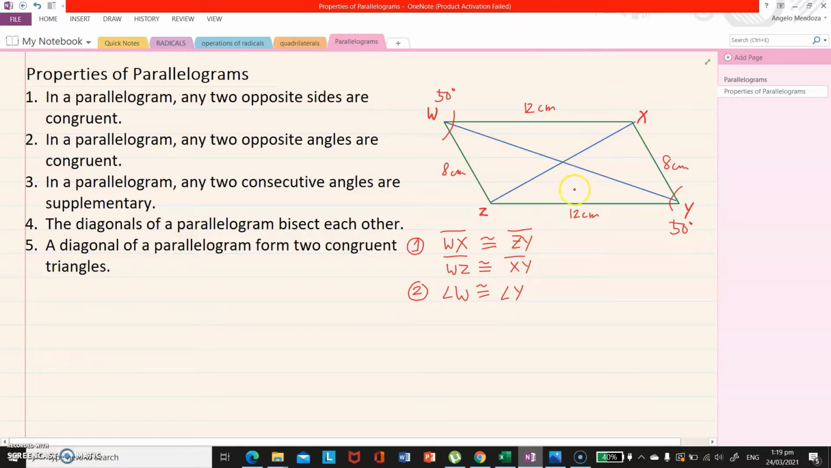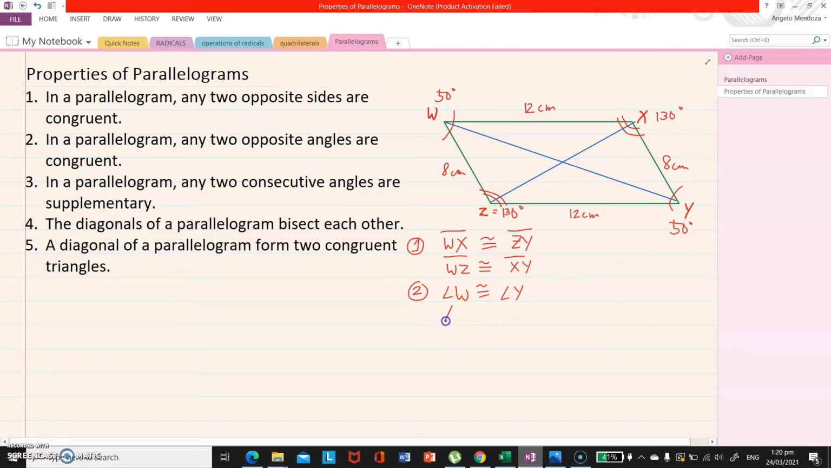Okay? Next, angle X, say, is 130 degrees. So, angle Z will be also equal to 130 degrees.